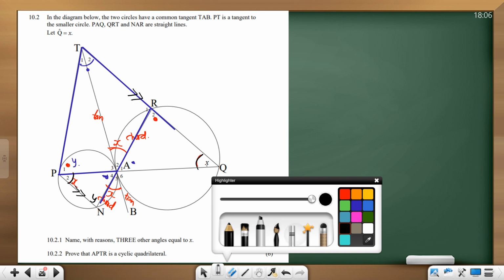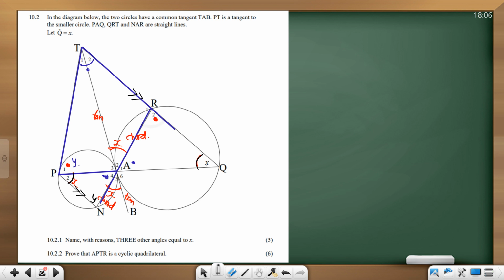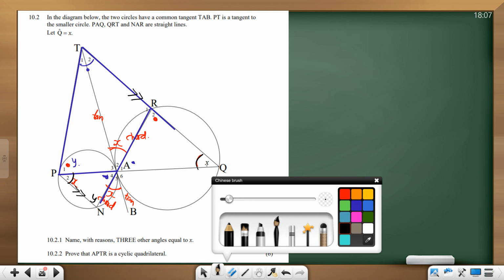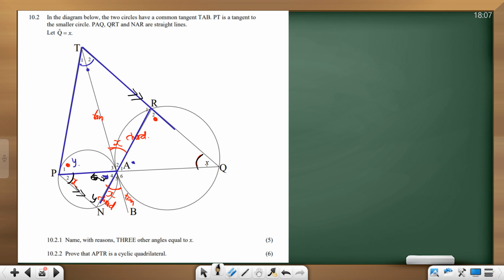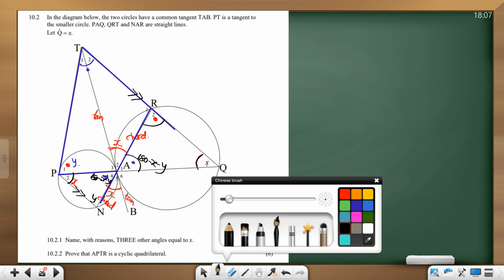Where's my highlighter? Remember, don't forget what you're looking for here. Can I try something? Since I have this as x and this is y, what is A4 going to be? 180 minus x minus y. Does that make sense? Even before I go to those parallel lines, this is 180 minus x minus y, which is also equal to this, which allows me to even get my R2 using the sum of angles in a triangle.